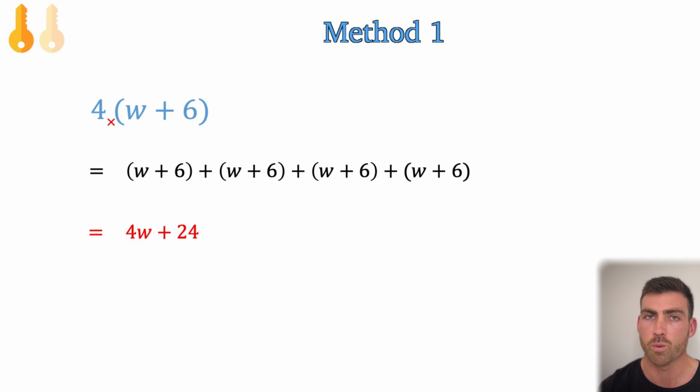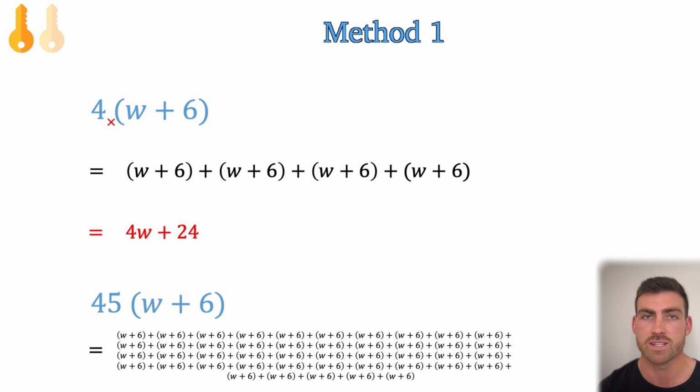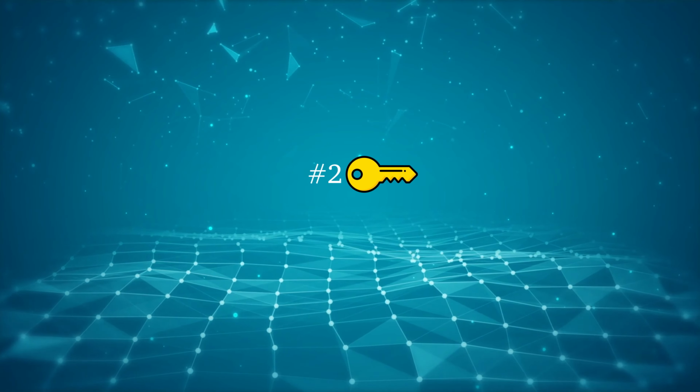However, there is one drawback to this method. Imagine if the term outside was 45 groups of w plus 6. Writing this might take a long time, as well as increase the chances of making a mistake. So to avoid these two problems, we need to learn the second method. Let's learn the second method in the second key.